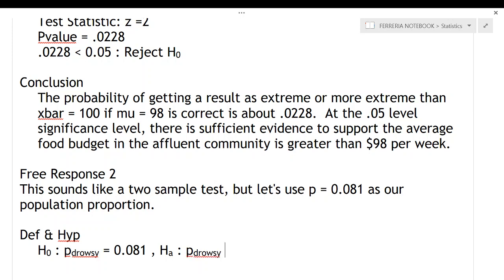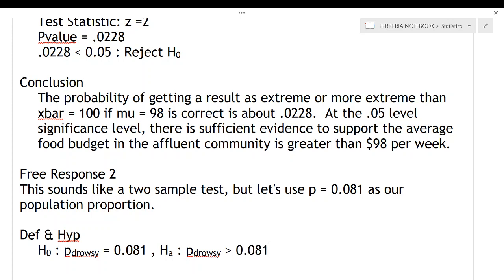Would we say Seldane? Would we mention Seldane? Yeah, we might make that Seldane instead. Seldane or drowsy, I'm fine either way. It's already drowsy, so just leave it. So the proportion drowsy we're saying is going to be greater. Is that greater than 0.081?